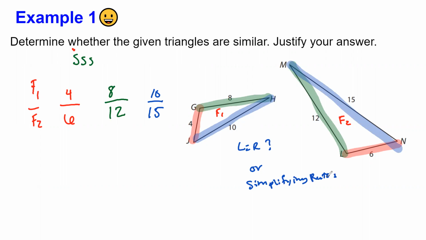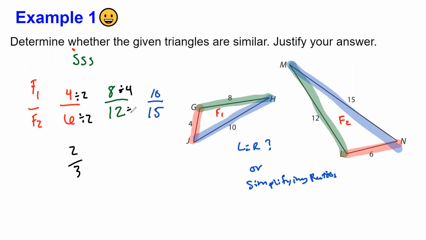Which one do you guys want to do? Okay, simplify. So let's go ahead and simplify our beautiful ratios. Our first ratio, 4/6 divided by 2, we get 2/3. Our second ratio, what can we simplify it by?